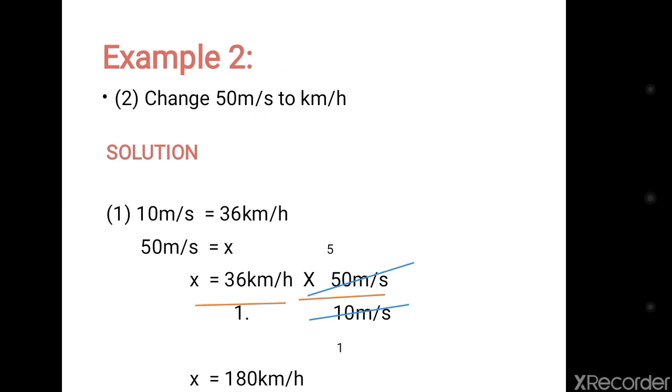Let's take a look at another example. Change 50 meters per second to kilometers per hour. Here, remember, 10 meters per second equals 36 kilometers per hour. So 50 meters per second is denoted as X. So X is the one on the right hand side, which is 36 kilometers per hour over 1, times the reciprocal of the left hand side, which will be 50 meters per second over 10 meters per second. Divide by 10. So 10 into 10 is 1. 10 into 50 is 5. So 5 times 36 will give you 180 kilometers per hour.